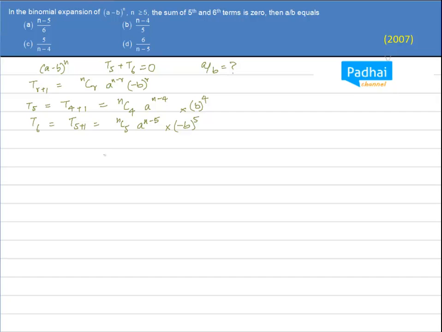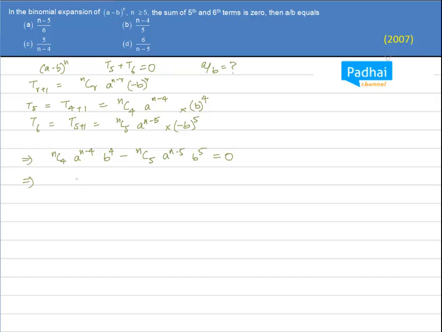Okay, now you have to add them up. That implies nC4 a^(n−4) b^4 minus nC5 a^(n−5) b^5 is equal to 0. Why minus? Because it is minus over here, so that means it will be minus over here.